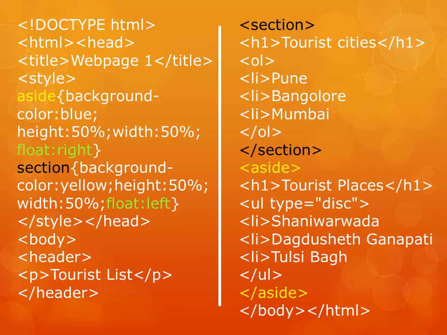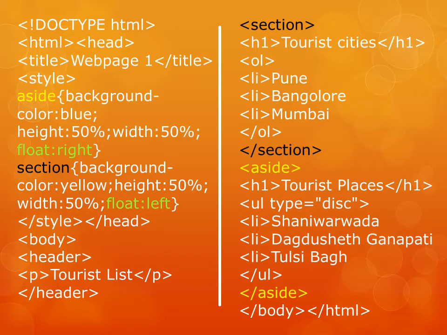Now here we have to mention all these tourist cities within an ordered list. So write down the OL tag, that is ordered list. Then write down the list items of that ordered list, suppose the tourist cities are Bangalore, Pune, Mumbai, etc. Then close the ordered list tag, and here the section is closed, so the closing of the section tag. Why are we using section here? Because section defines a section in a document. So here it defines a separate section on your web page.